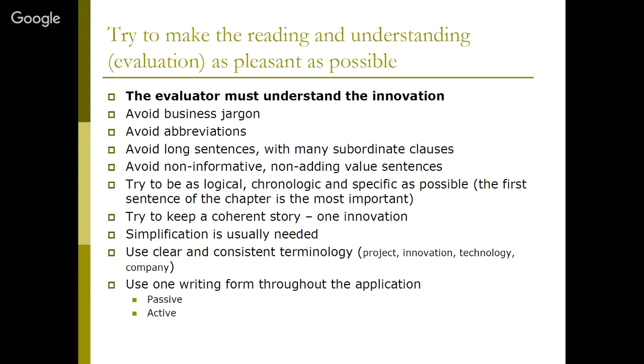Use clear and consistent terminology. Usually the project, innovation, technology or company has a name, and many times even the name can be the same for all of those. The companies are usually named based on the innovation or vice versa, and the technology is usually named based on the innovation. So if you are mixing all these terms together, the reader has great difficulty following what you mean. Do you mean the project, or the company, or the innovation? Also, when you are writing the different parts, remember to use one clear form throughout the application, passive or active, just as an example.